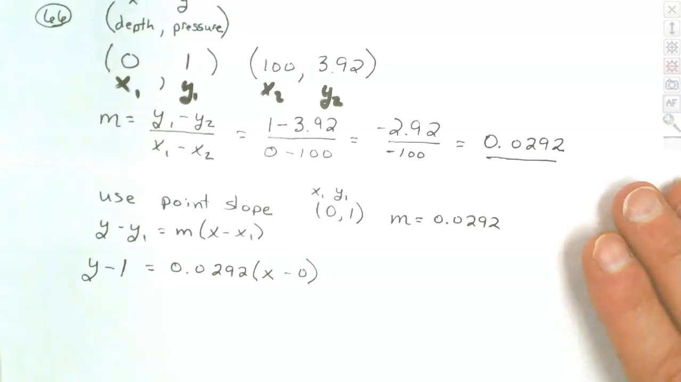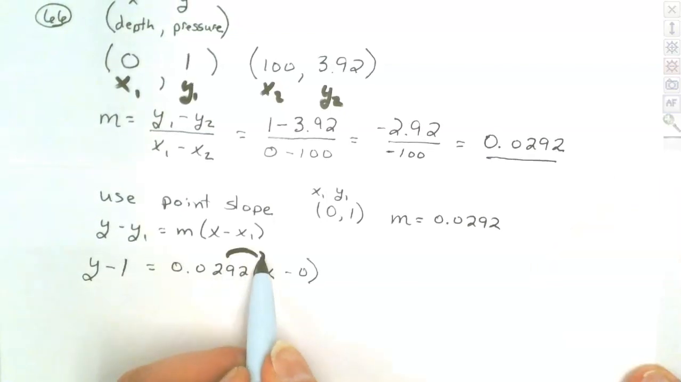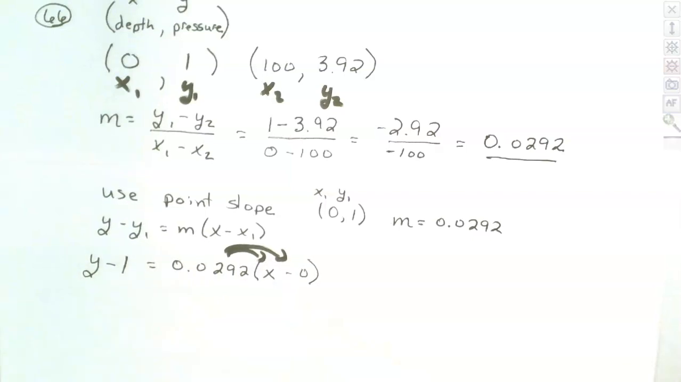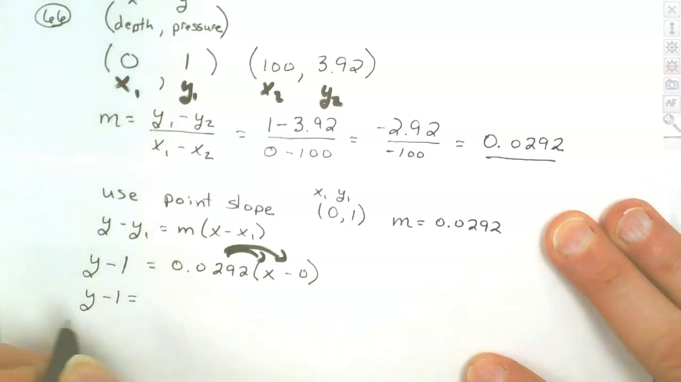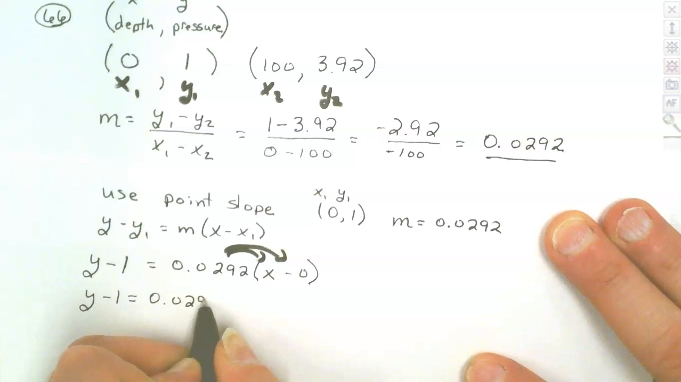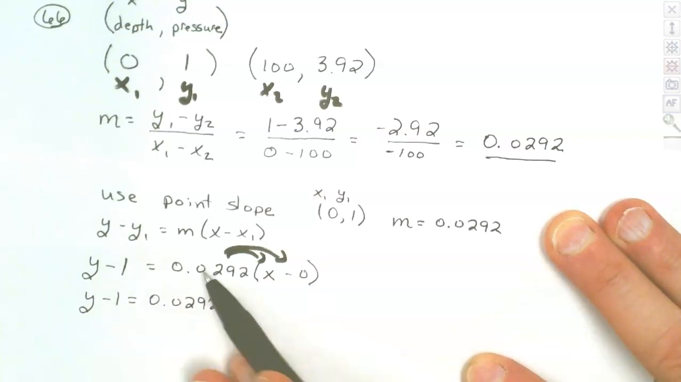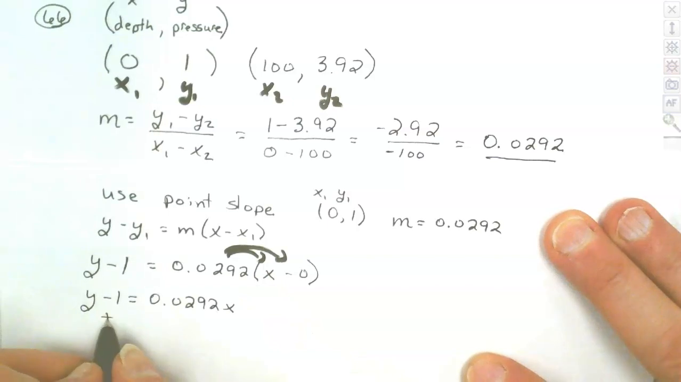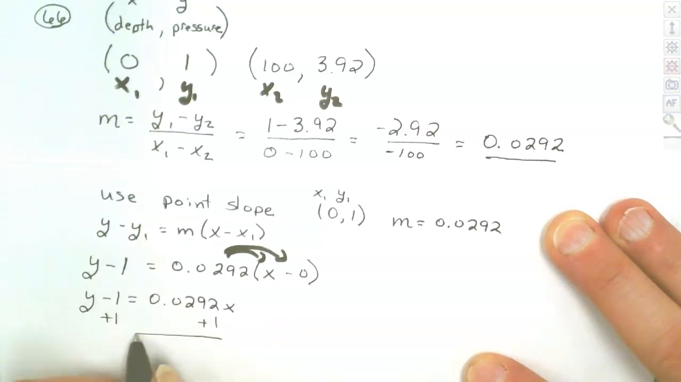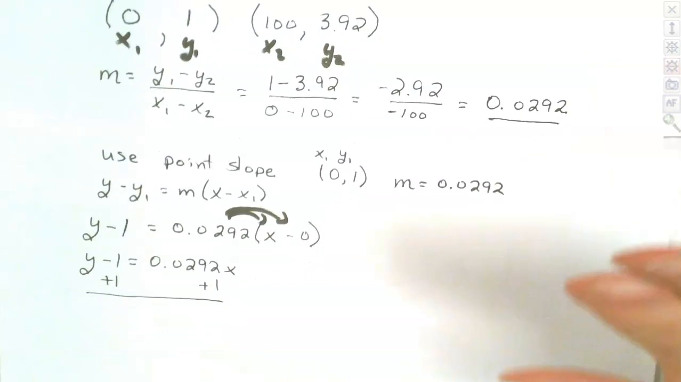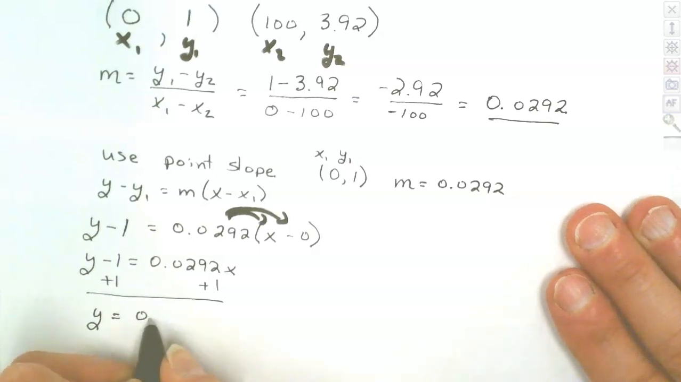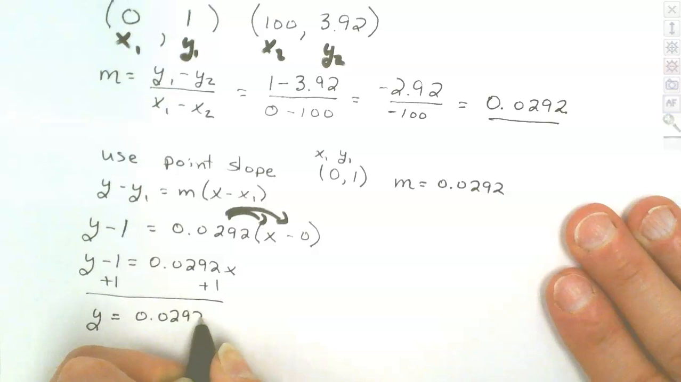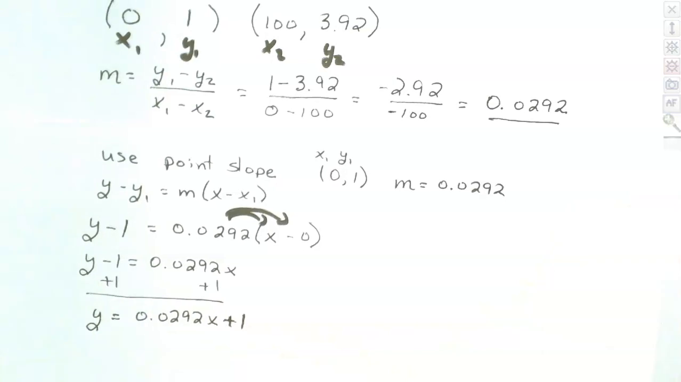And this one's actually very easy to work through. Distribute that through. That 0 goes away, so we don't have to worry so much about that. And so that's going to be y minus 1 equals 0.0292x. We'll add that 1 to each side. And we get our final answer in slope-intercept form, which is y equals 0.0292x plus 1. And part B is just having you plug values in.